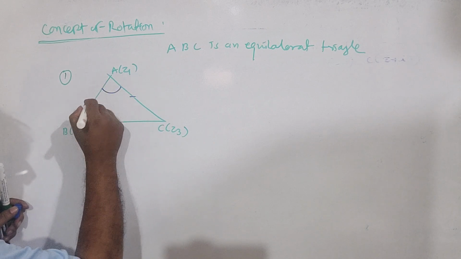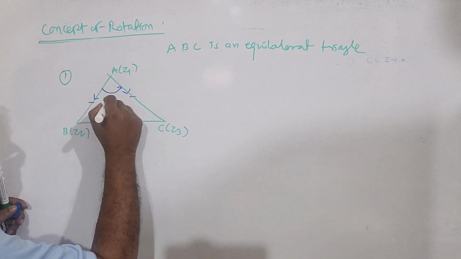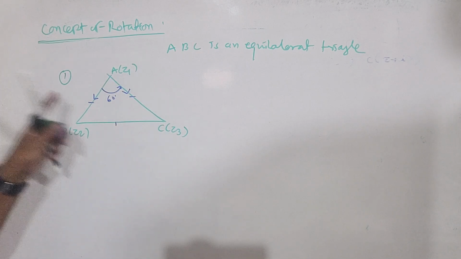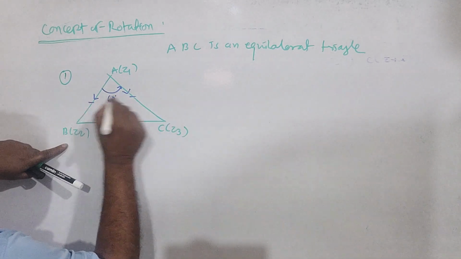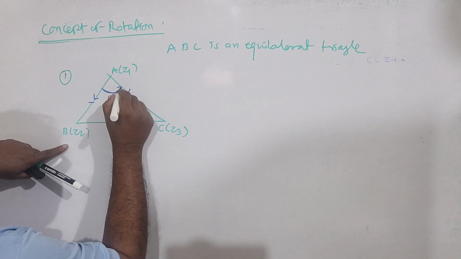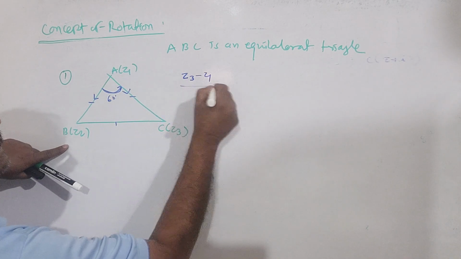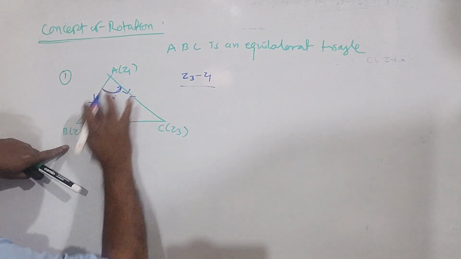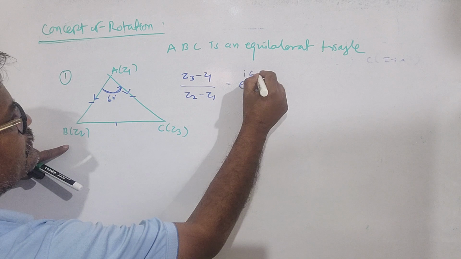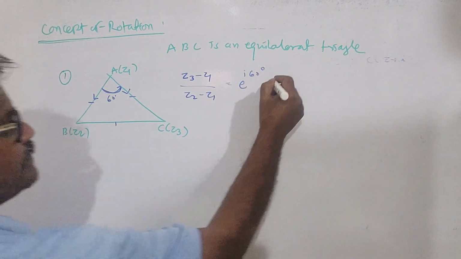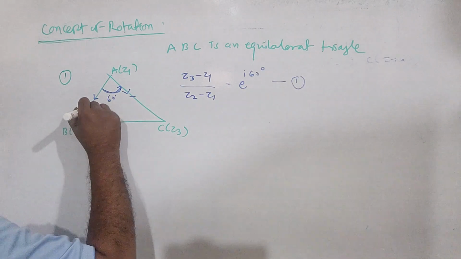So suppose this vector is rotated in that way, then this angle will be 60 degree, and the modulus of these two vectors are same. So this is initial, this is your final. We are going from here to here. Final is Z3 minus Z1. Initial is Z2 minus Z1. And that is equal to e to the power iota 60 degree. Equation number 1.